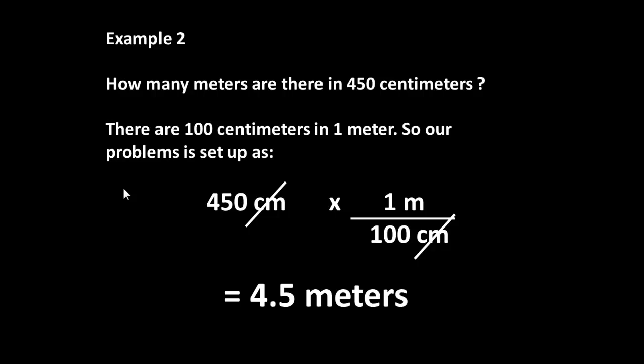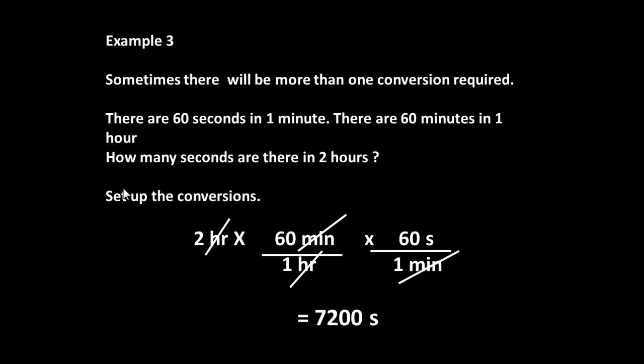In the same way, how many meters are there in 450 centimeters? We set this up: 450 centimeters times 1 meter over 100 centimeters. The centimeters cancel out, so 450 times 1 over 100 will give 4.5, and the answer of course then is in the units to the left, 4.5 meters.